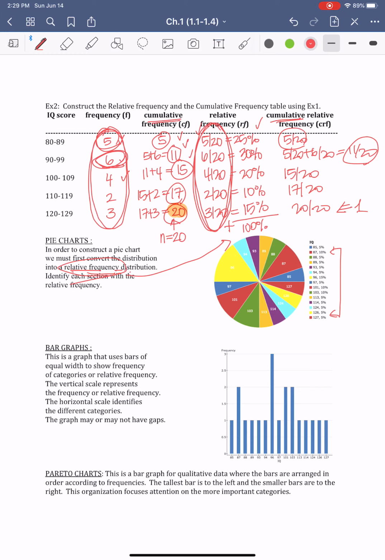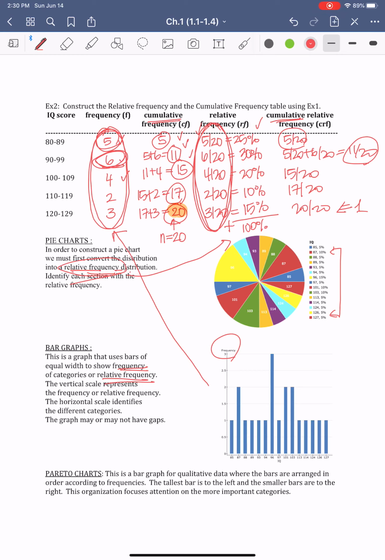Bar graph. This is a graph that uses bars of equal width to show frequency of categories or relative frequency. So a bar graph can use either frequency or relative frequency. Pay attention to the vertical scale. If it's a frequency, remember frequency is a whole number, the actual count, not the portion of the data. If it gives you a relative frequency, you have to interpret that each bar represents the percentage value, not the actual count.